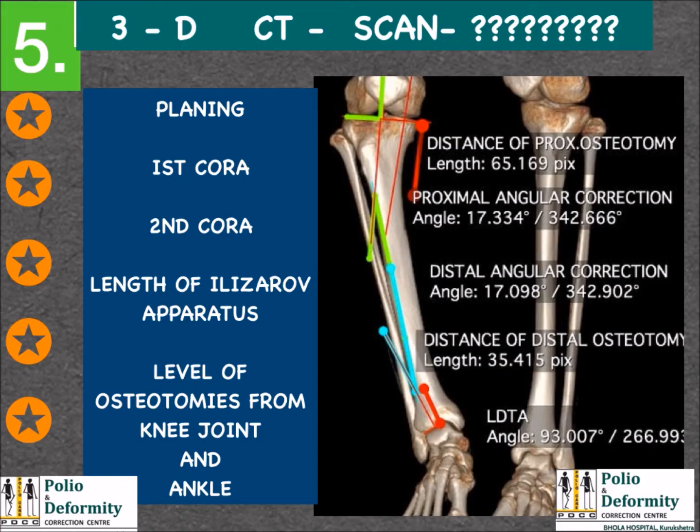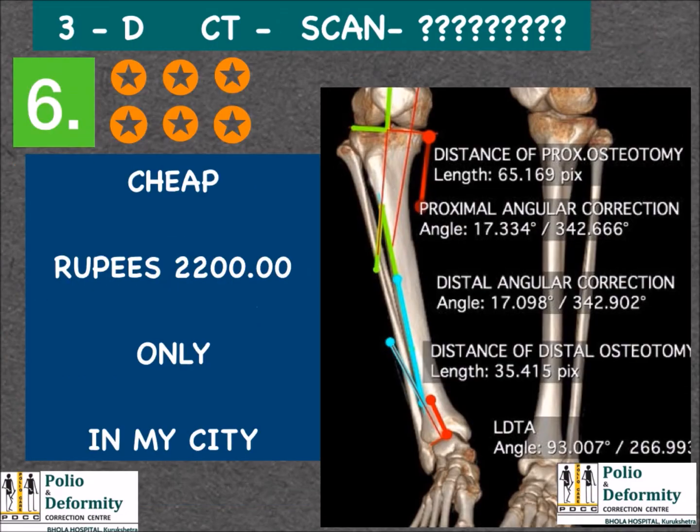The fifth advantage is you can plan exactly where is the first CORA, what is the second CORA or the third CORA, what should be the length of Ilizarov apparatus, the level of osteotomy from the knee or the ankle joints. The sixth advantage is it is cheap. It is giving you both sides frontal plane, both sides sagittal plane, rotational issues along with many other things. In my city, this costs only 2,200 rupees.